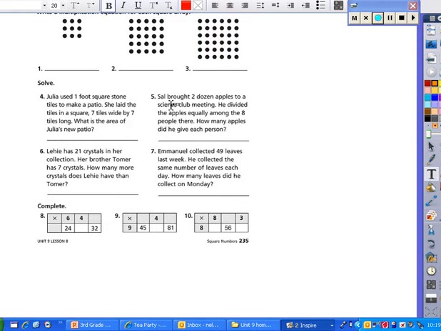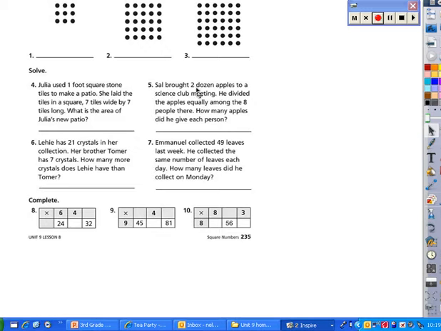Okay. Sal brought 2 dozen apples to a science club meeting. He divided the apples equally among the 8 people there. How many apples did he give each person? Well, first of all, you have to remember how many are in a dozen. And then when you figure out how many are in a dozen, you need to figure out how many are in 2 dozen, and then divide it by the 8 people. And then you should have your answer. Good luck.